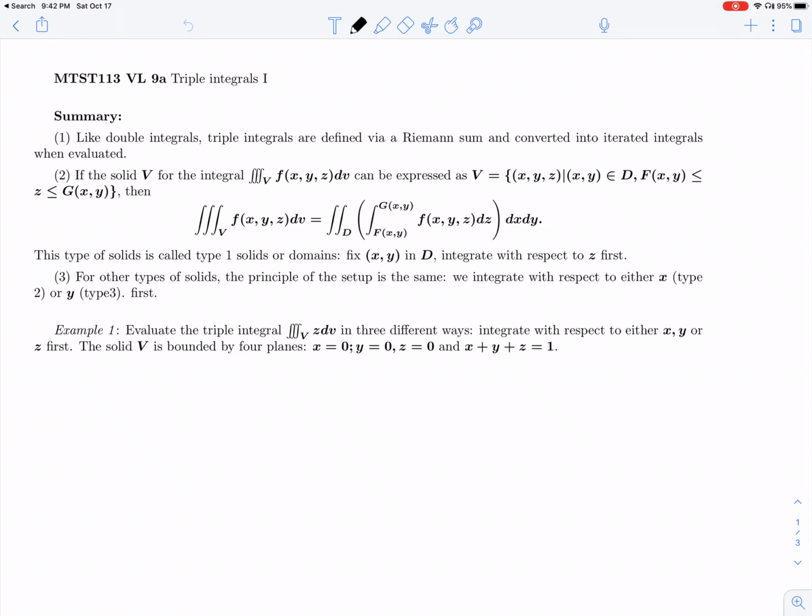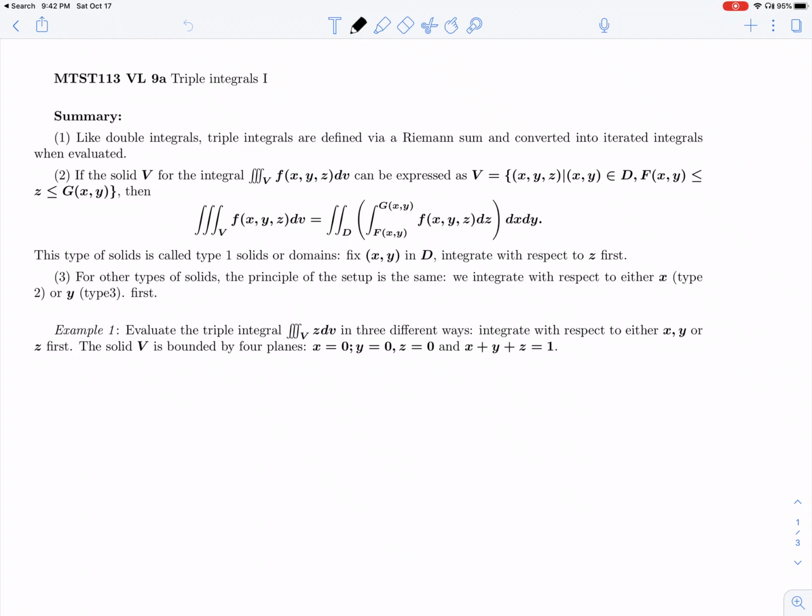And when we do the iterated integral, we have now three choices. If we recall, in double integrals, we had two choices. We can integrate with respect to y first or with respect to x first. But now we have the choice of integrating with respect to z first, or x first, or y first. It depends on which variable we integrate with respect to first, and we call these regions type 1, type 2, type 3. Really, it's just the same principle.